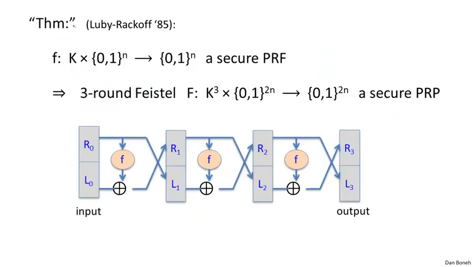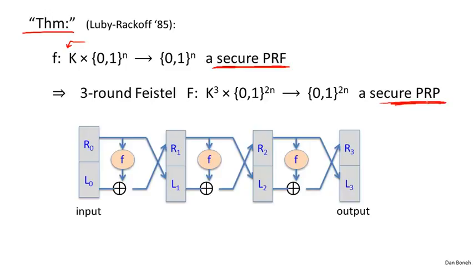So now that we know what Feistel networks are, let me mention an important theorem about the theory of Feistel networks that shows why they're a good idea. This theorem is due to Luby and Rackoff back in 1985, and it says the following. Suppose I have a function that is a secure pseudo-random function. Okay, so it's indistinguishable from random and happens to act on n bits. So it maps n bits to n bits and uses a key k. Then it turns out that if you use this function in 3 rounds of a Feistel network, what you end up with is a secure pseudo-random permutation. In other words, what you end up with is an invertible function that's indistinguishable from a truly random invertible function.